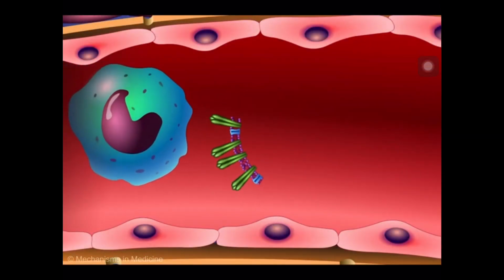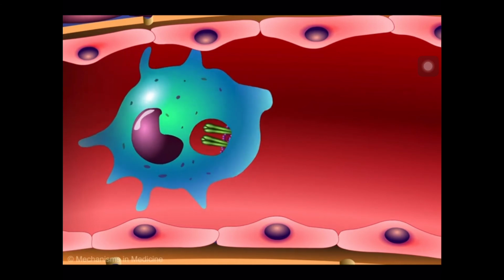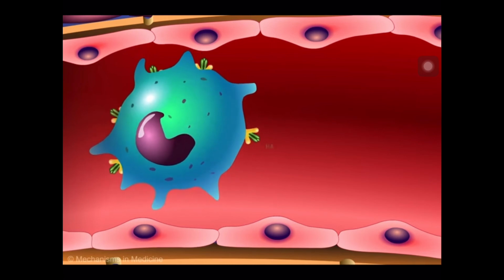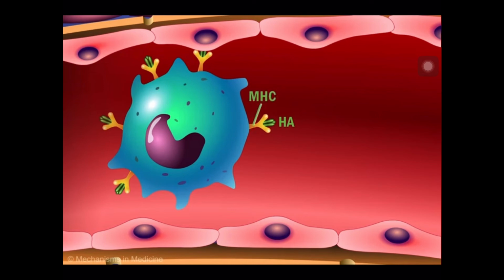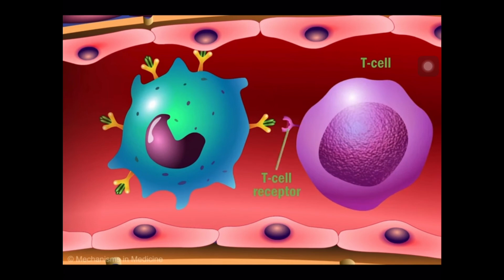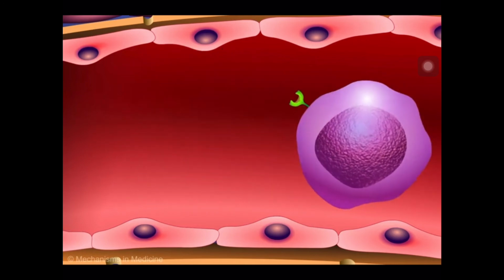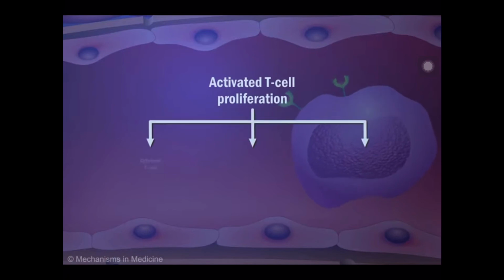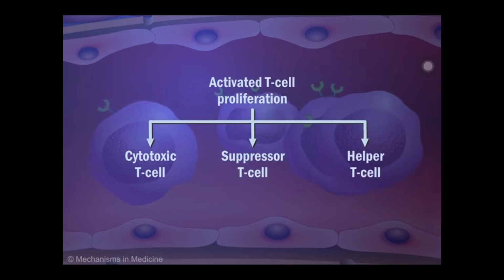A major mechanism of action involves macrophage phagocytosis of hemagglutinin, breaking it into smaller components. After ingestion, macrophages display the hemagglutinin antigen on their surface in combination with a specific receptor known as the major histocompatibility complex or MHC. T cells are now able to recognize and bind foreign antigens that are associated with the MHC. Upon binding to the MHC receptor, T cells become activated and proliferate into either cytotoxic T cells, regulatory suppressor T cells, or helper T cells.